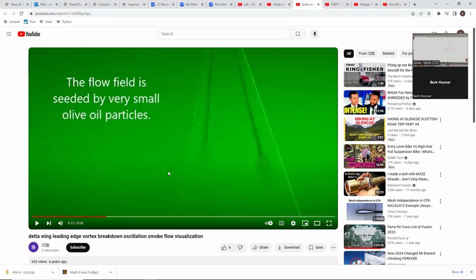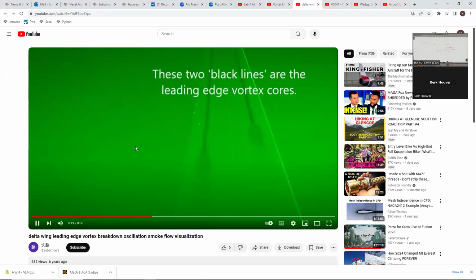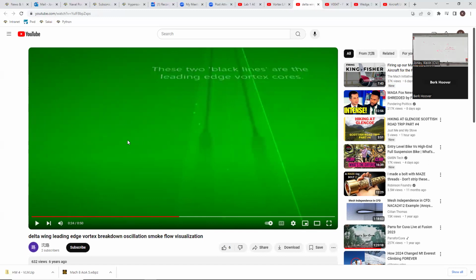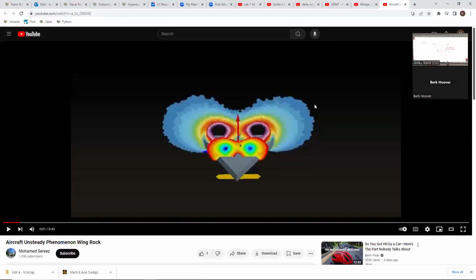Let's see what else. I think there are some more flow bits. But here's the vortex bursting. And you can see it's frequently extremely asymmetric. So this is the place where you would get uneven load. And in fact, the video I was trying to find and couldn't find anymore. There's scenarios when a delta wing can, in fact, I think there's a CFD. Here's a CFD case of it.